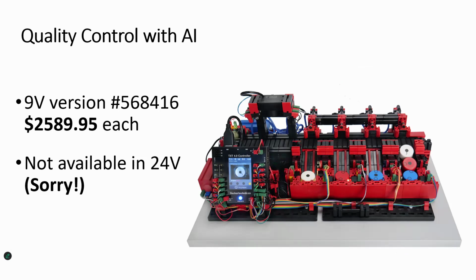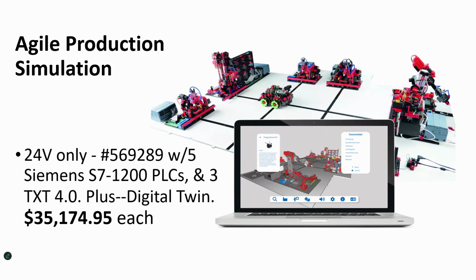That's going to have, of course, your TXT, which is pre-programmed using RoboPro coding in Python. It's essentially just going to need the one power adapter, and your cost for that is $2,589.95. The Agile production simulation, which we looked at before, is 24-volt only.